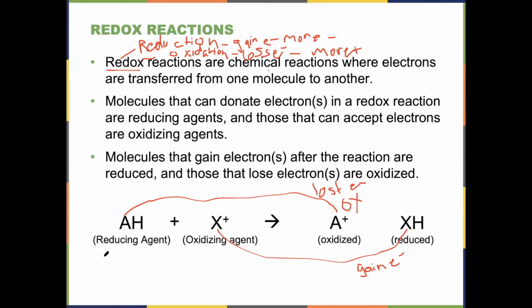One way that you can remember oxidation and reduction and the difference between them is this mnemonic. Leo the lion says grr, where LEO stands for loss of electrons is oxidation, and GER stands for gain of electrons is reduction.